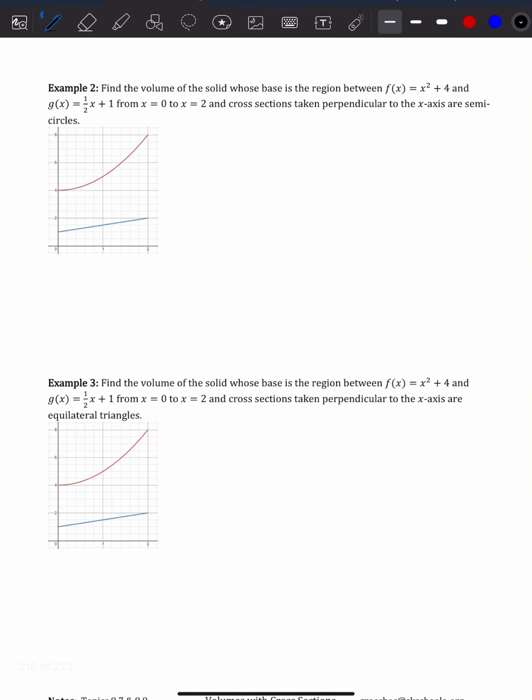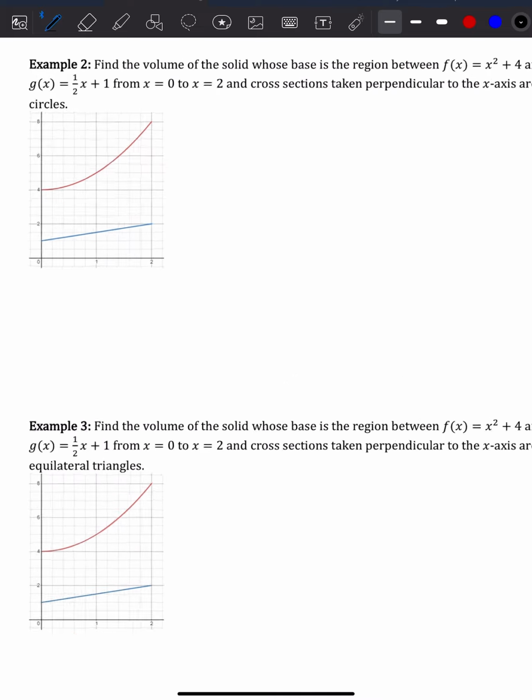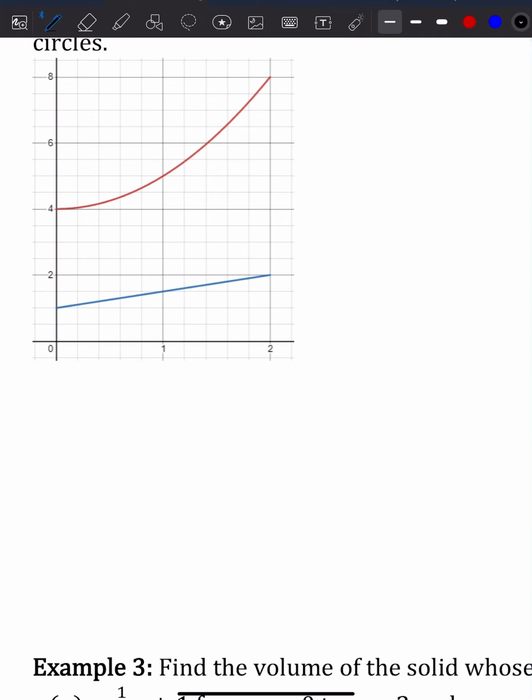Okay, so that one was squares. We did our side length squared, and we got our answer. This one, on the other hand, is now cross sections taken perpendicular to the x-axis that are semicircles. So now we're going to be focusing on semicircles here on our graph. Our bounds are the same, the equations are the same, so we know we're looking between 0 and 2.